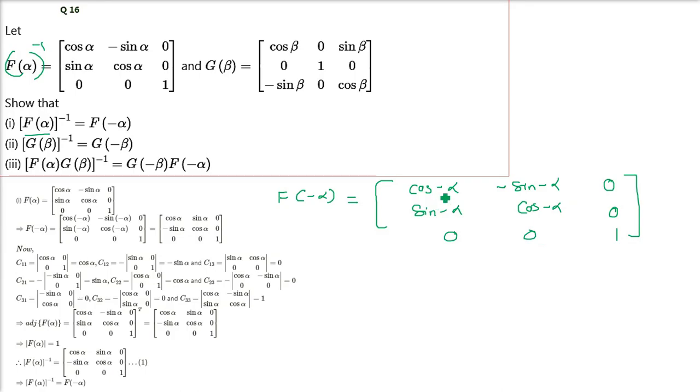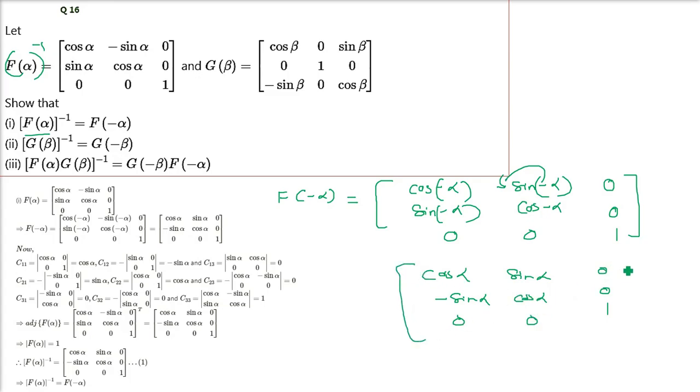Now cos minus theta is cos theta. So cos minus alpha will be cos alpha. Sine minus theta is minus sine theta. Minus is already there outside, so you have sine theta, 0, 0, 1. Sine minus alpha is going to be minus sine alpha. Cos minus alpha is cos alpha, 0, 0. So this is going to be your F minus alpha. So when you take the inverse of this matrix, you need to get this matrix which we just got.